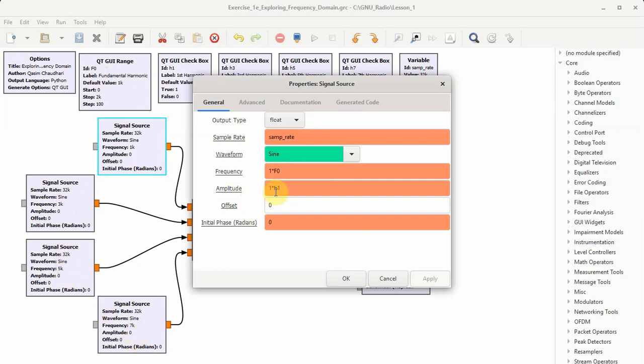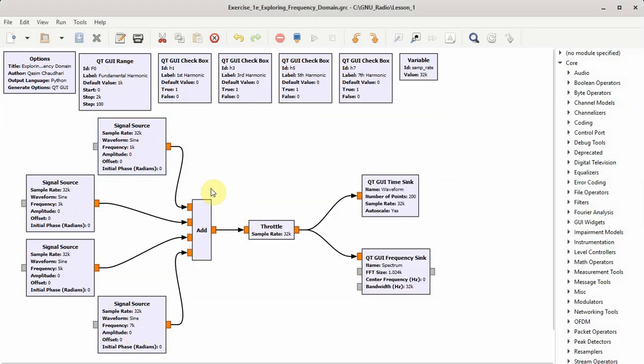The amplitude is 1 times h1. So when I turn the checkbox off, the amplitude would be 0, and this signal source would play no part in constructing the signals. When I turn the checkbox on, it will contribute its output to this addition block, and its output will be represented in the cumulative waveform. After the throttle block, I just display the waveform and the spectrum. Let us run this flow graph and see what it does.